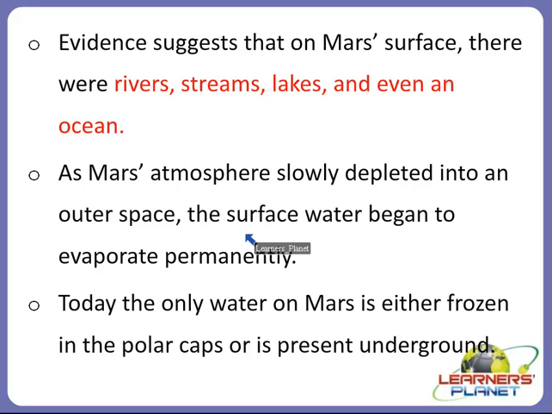Now it is impossible because the atmosphere which was present millions and billions of years ago has now slowly depleted into outer space, because of which the surface water began to evaporate permanently. So today the only water on Mars is either in a frozen state in the polar caps or present underground. So this is the fact about Mars, right? So this was all about Mars.